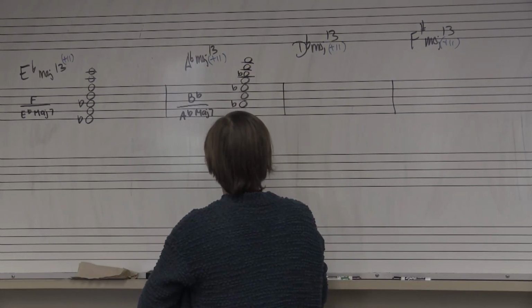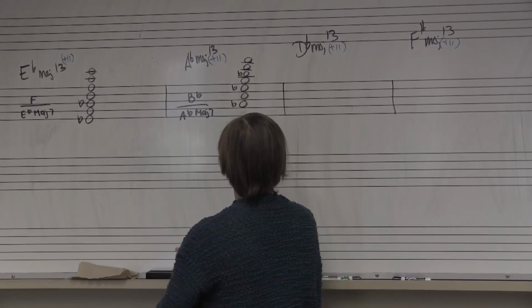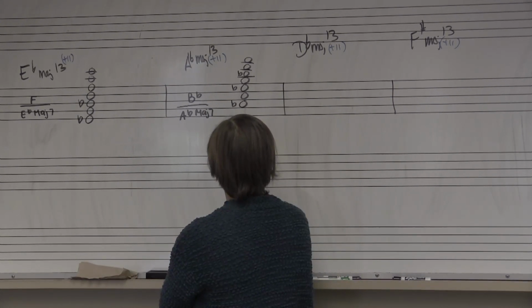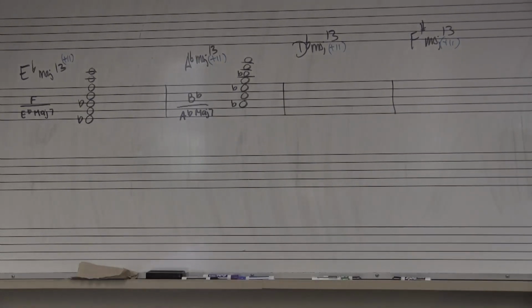So you get a B flat major triad, right? B flat D F over an A flat major 7. Perfect. Okay, Jeannie, next 2.